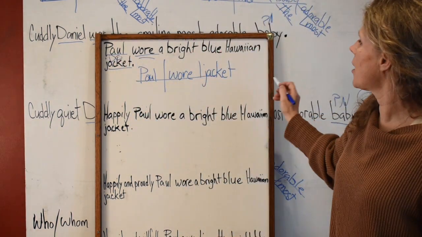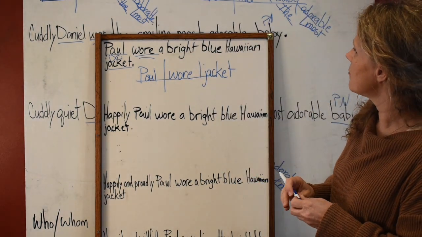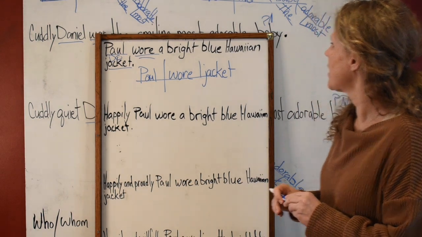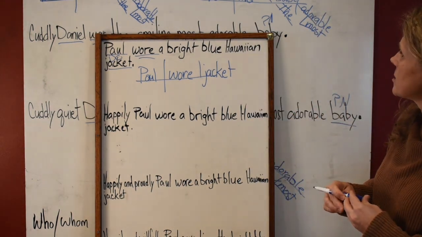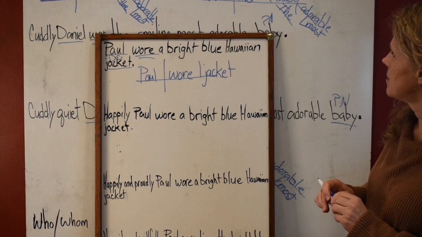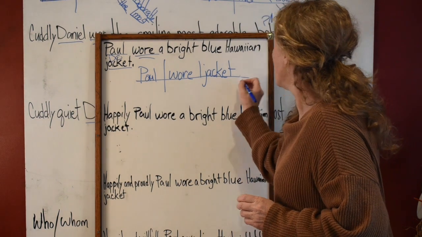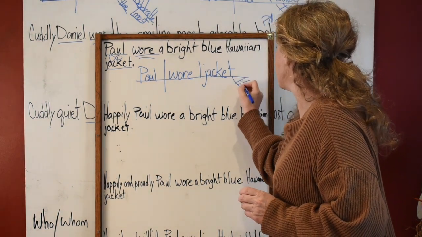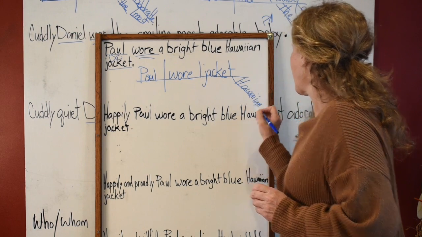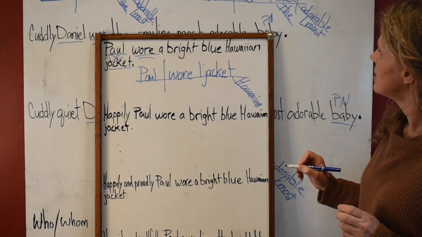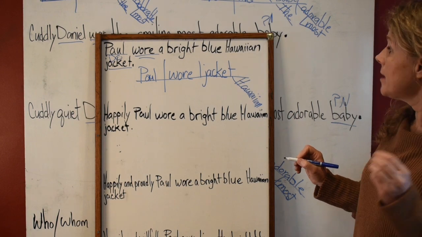So now we have to find what these other words are. We have a word in there that is describing the direct object. What is it? Hawaiian. It's a Hawaiian jacket. So we could put Hawaiian on the line. And then blue is describing Hawaiian. Okay? No, jacket. Yeah.